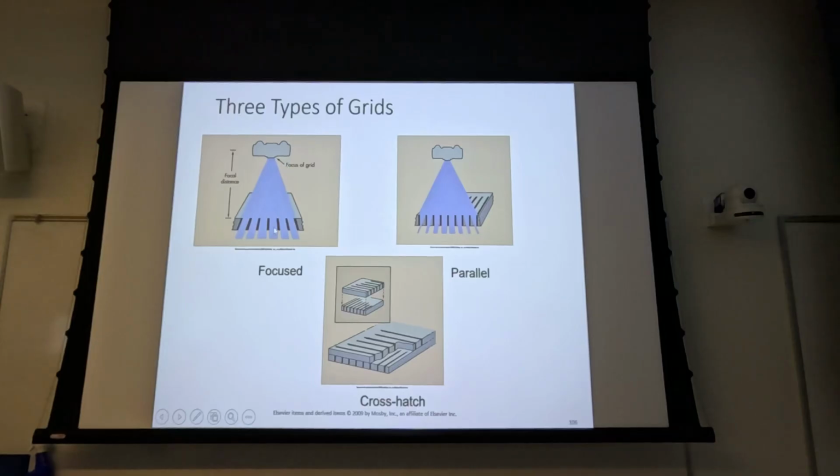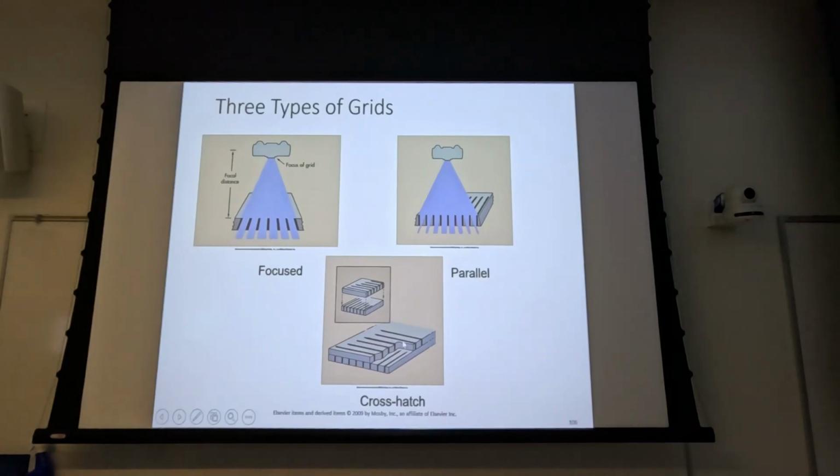So the things that are going to cause grid cutoff on a focus grid are an inverted grid, that's upside down, or if you exceed the grid radius: you get too close and the divergence of the central ray is too great for the canting of the grid strips, or you get too far out and the divergence is not as significant as the canting of the grid strips.